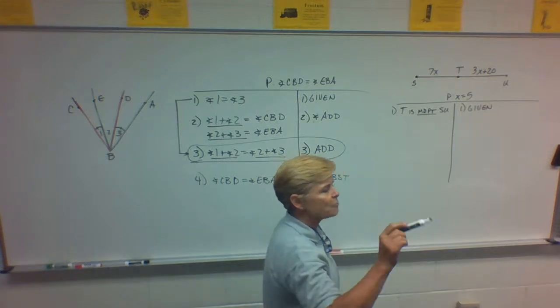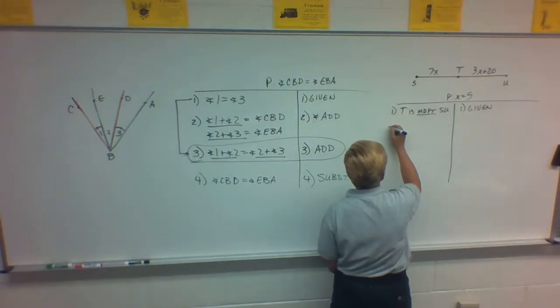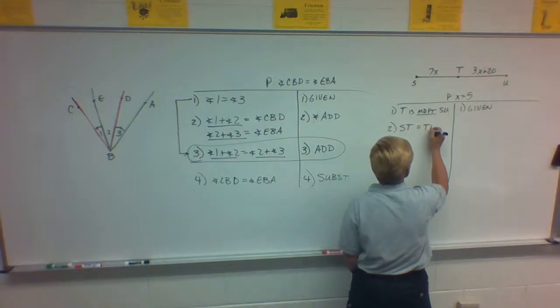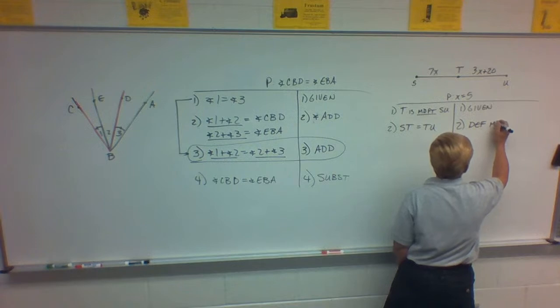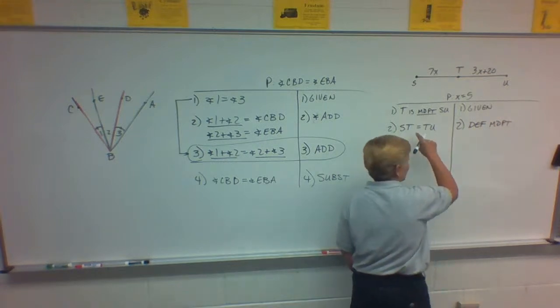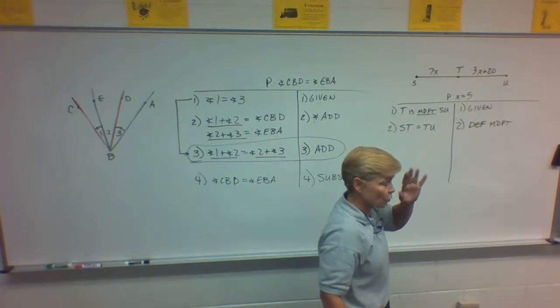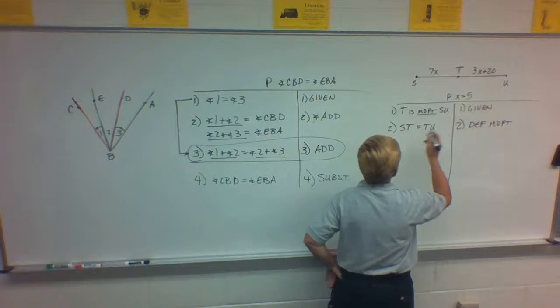So we define midpoint with an equation, which in this case, with reference to this picture, means that we're now saying that ST is equal to TU. How come? Because that is the definition of a midpoint, that the two halves are equal. You define all words with an equal sign, with an equation. Okay? We want to prove something about X.